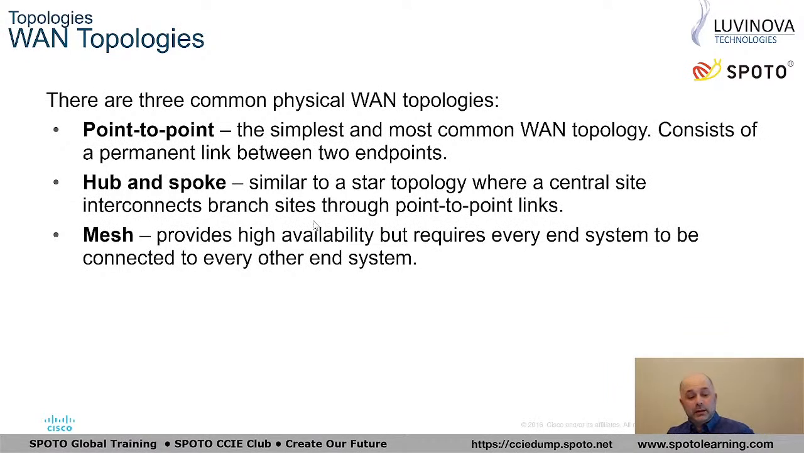There are three common physical WAN topologies. Point-to-point is the smallest and most common WAN topology, consisting of a permanent link between two endpoints. I gave you the example before, when two sites are connected to each other with a dedicated leased line, so they are using a point-to-point connection. Hub and spoke is similar to a star topology, where a central site interconnects branch sites through point-to-point links. Mesh provides high availability but requires every end system to be connected to every other end system. So basically here we have really good resilience and redundancy, because every system is connected to each other, and if one falls, another can provide the connection.